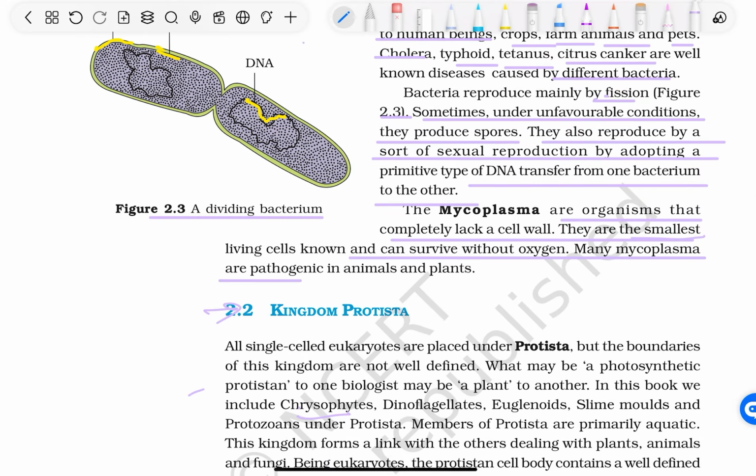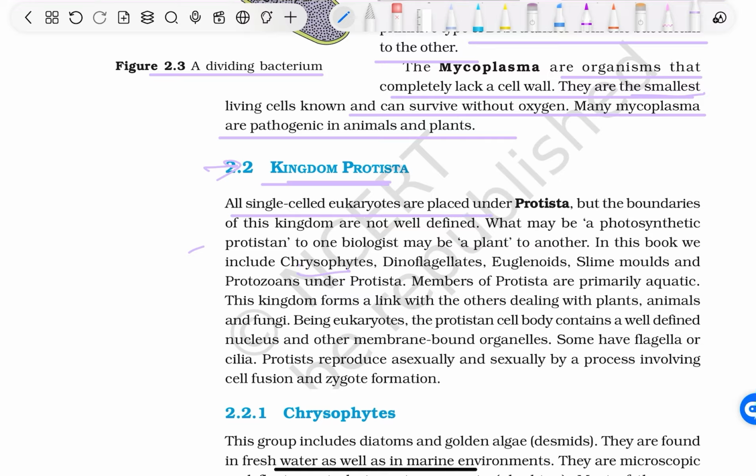Kingdom Protista. All single-celled eukaryotes are placed under Protista, but the boundaries of this kingdom are not well defined. What may be a photosynthetic protist to one biologist may be a plant to another. In this book, we include chrysophytes, dinoflagellates, euglenoids, slime molds, and protozoans under Protista. Members of Protista are primarily aquatic. This kingdom forms a link with others dealing with plants, animals, and fungi. Being eukaryotes, the protist cell body contains a well-defined nucleus and other membrane-bound organelles.